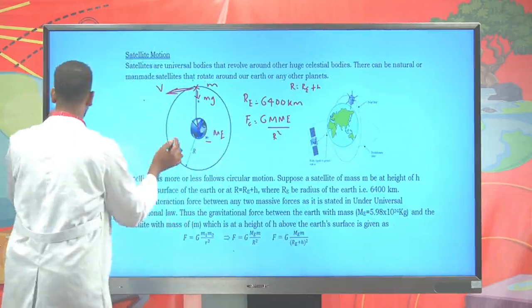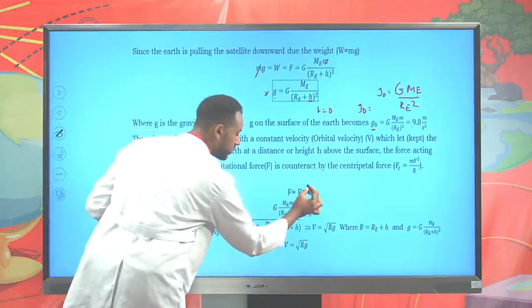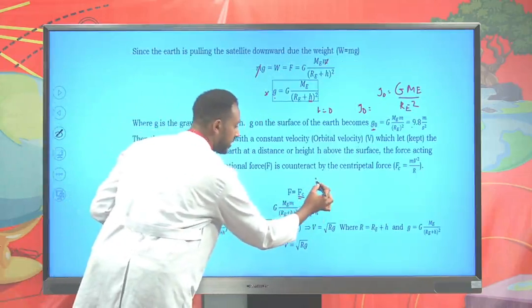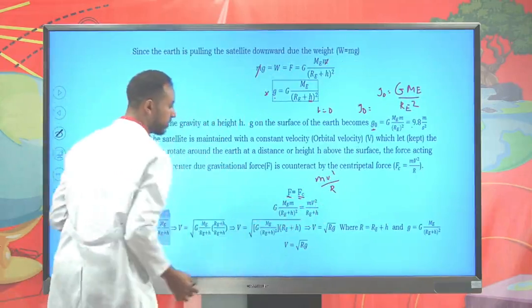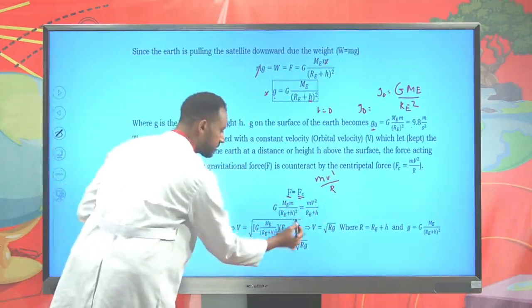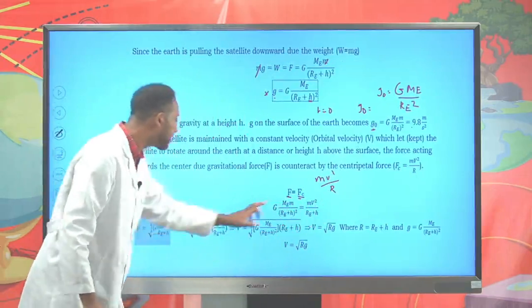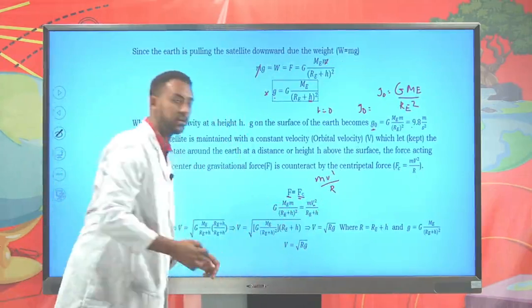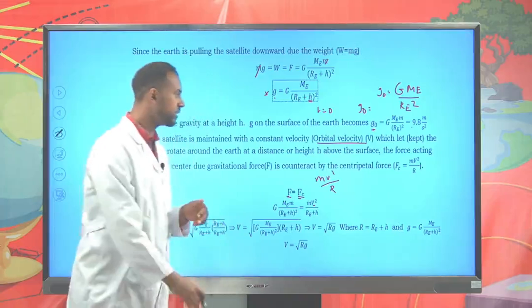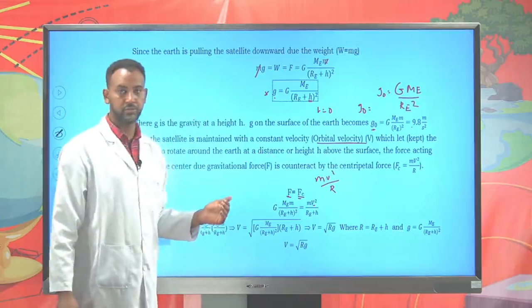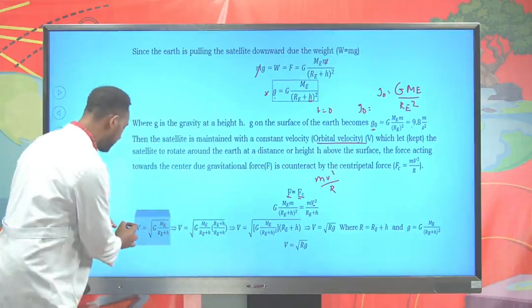Therefore, equating these two equations, the centripetal force, which is due to the tangential velocity, is given by mv squared over r. And we have a gravitational force, G times the mass of the Earth over the radius of the Earth plus h squared, or r squared. So equating these two equations, it is possible to find the tangential velocity. And that tangential velocity for satellites is known as the orbital velocity. So this is how we determine the orbital velocity.